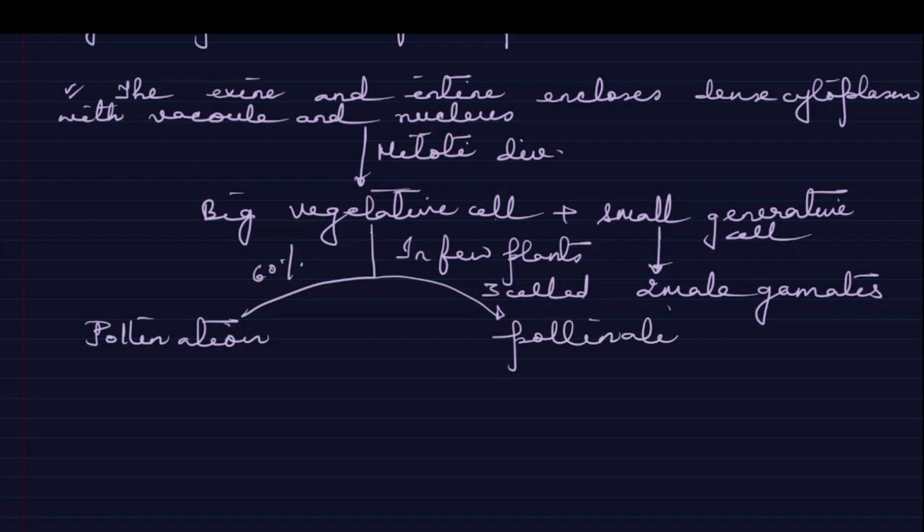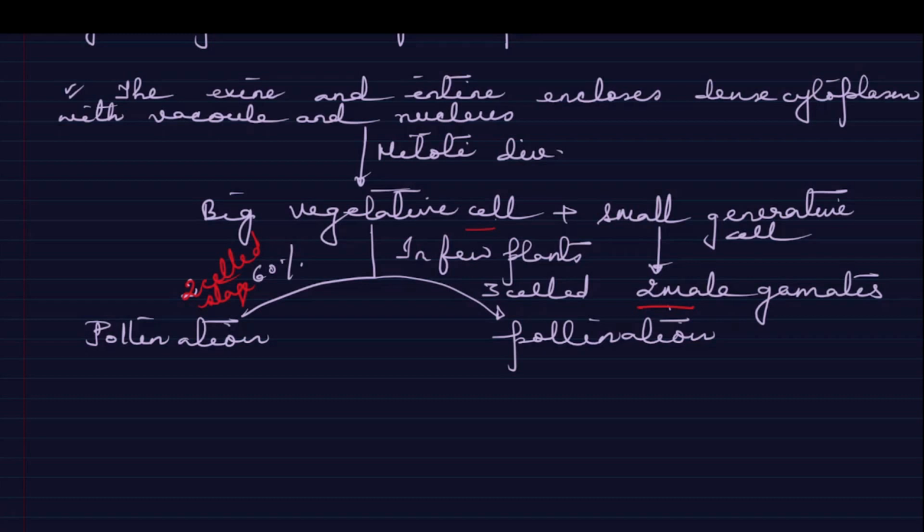So generally, maximum how many cell stage? This also comes in exam. This is maximum 2 cell stage. What are the 2 cells? Vegetative cell, generative cell. And in others, 3 cell. What are the 3 cells? 2 male gametes, 1 vegetative cell. Is it clear? So now next part comes pollination, that we will go to next.